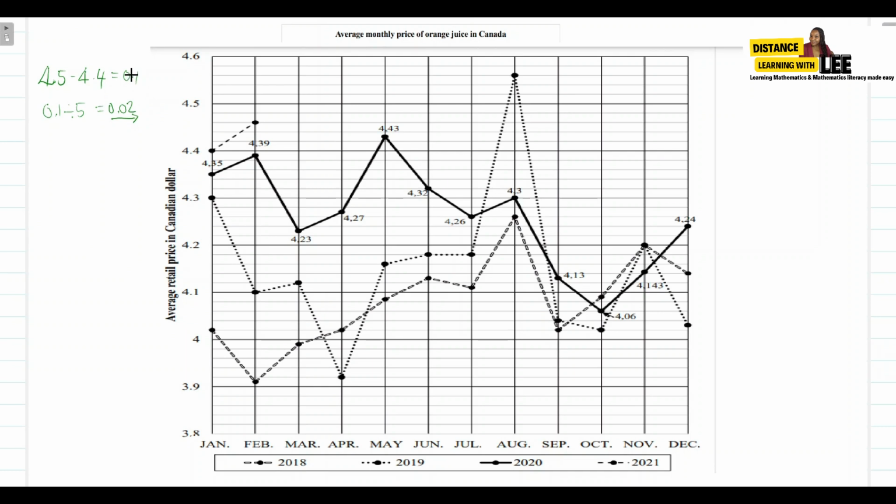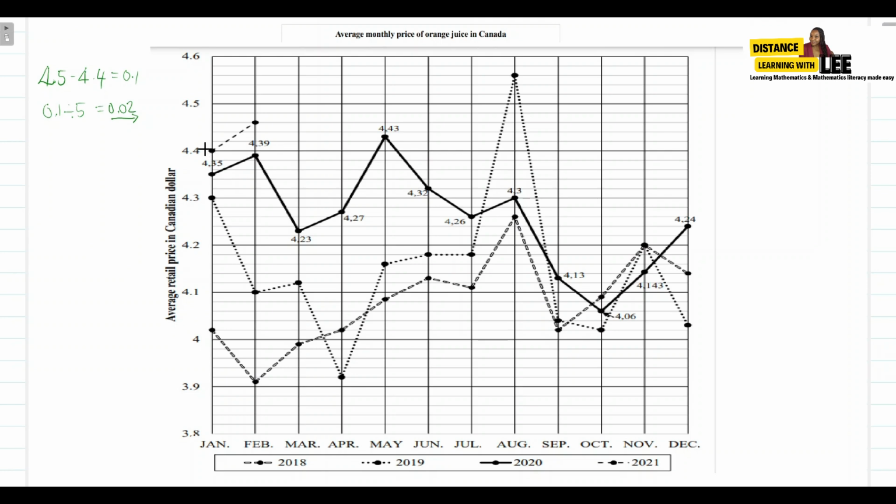If you don't get that 4.5 minus 4.4, you basically need to think about this manually. If you've got 4.4 here and 4.5 there, how much are we going up by? You'll see that 4.4 plus 0.02 plus 0.02 plus 0.02 plus 0.02 plus 0.02 will take you to 4.5.